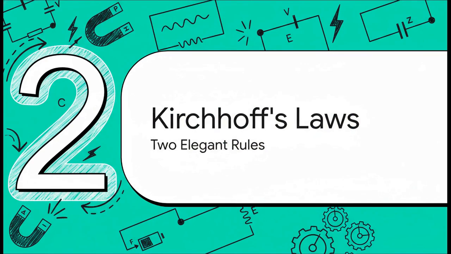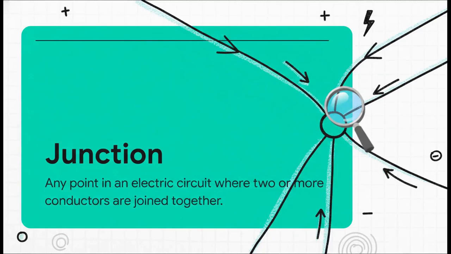And that is where Gustav Robert Kirchhoff comes into the picture. Way back in the mid-1800s, he came up with two beautifully simple yet unbelievably powerful laws that let us analyze any electrical circuit. I don't care how complicated it is. Now, before we get to the laws, we just need to get two quick definitions out of the way. First up, a junction. And it's exactly what it sounds like. It's any point in a circuit where a bunch of wires meet up and the current has to either split apart or come back together.